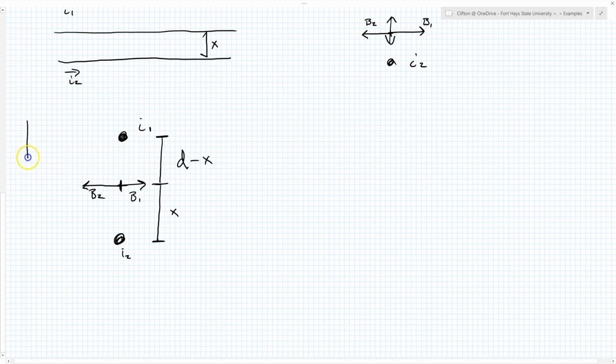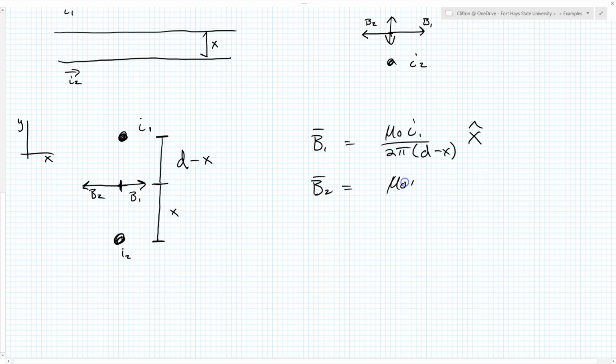If I draw a coordinate system so that I have some reference to write down these magnetic field strengths, I have two magnetic fields that have only x components. Let me write down the magnetic field for 1 in this coordinate system. It is going to be μ0 I1 over 2π, distance from the current to the observation point, which is d minus x, and that's a plus x direction. And for I2, it's a distance x from the observation point. It points in the negative x direction.